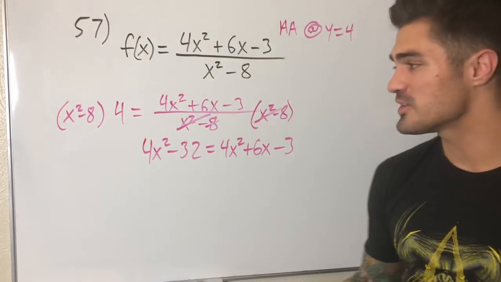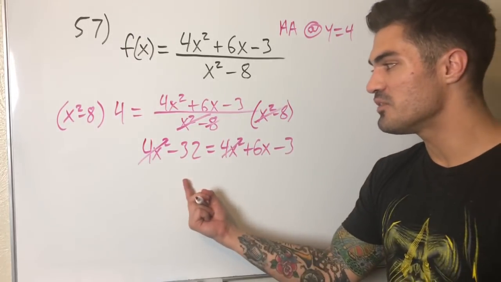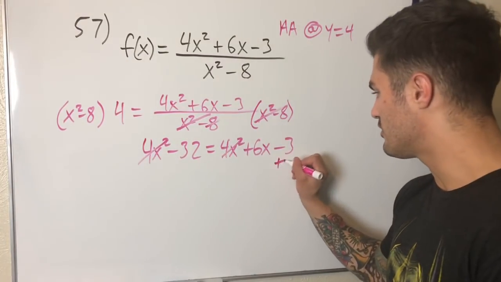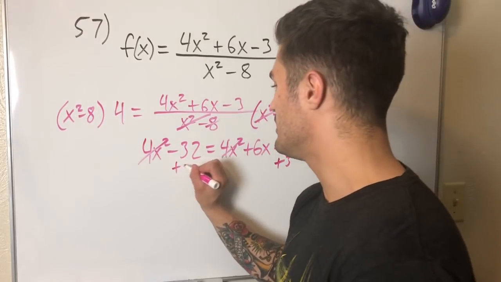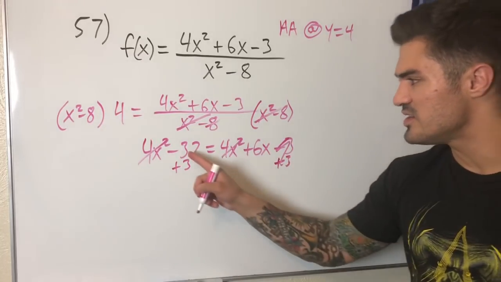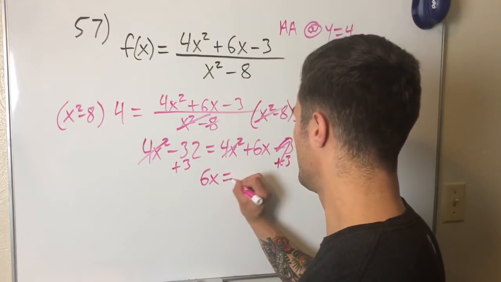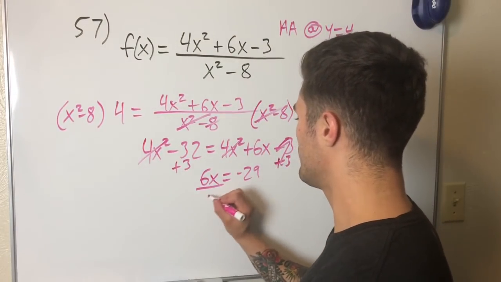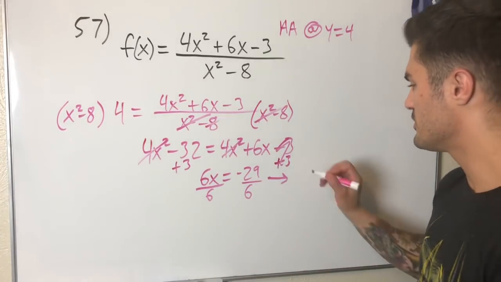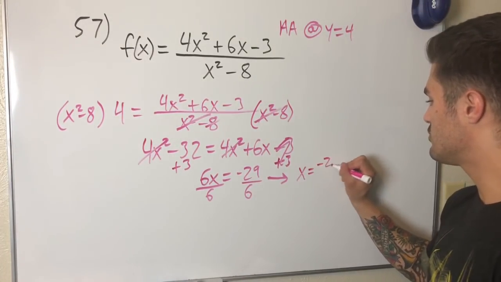If I subtract 4x squared from both sides, those are gone. Now I have negative 32 on this left-hand side. And on the right side, I have 6x minus 3. So I can add 3 to both sides. Then I get 6x equals negative 29. So now solving for x, if I divide both sides by 6, I get x equals negative 29 over 6. Let me double check that that's correct. That is what I got. x equals negative 29 over 6.